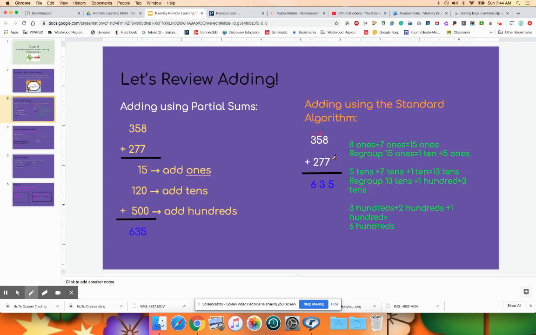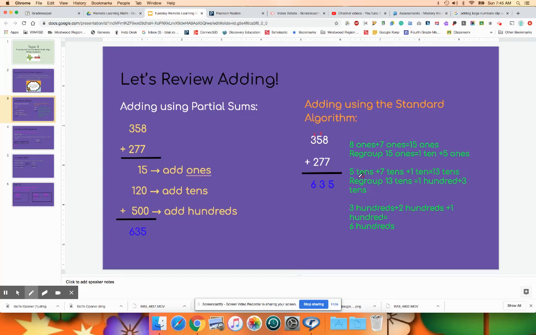The other way is the standard algorithm, which you've been taught. So again, notice how I'm always trying my best to line up the digits. So 8 plus 7 is 15. I know 15 is 5 ones and 1 ten, so I carry the 1 to the tens place. All right. 5 plus 1 is 6. 6 plus 7 is 13, so I put my 3 and I carry my 1 to the hundreds place. 3 plus 1 is 4. 4 plus 2 is 6. So I get 635. So again, either way, you're going to get the same sum.